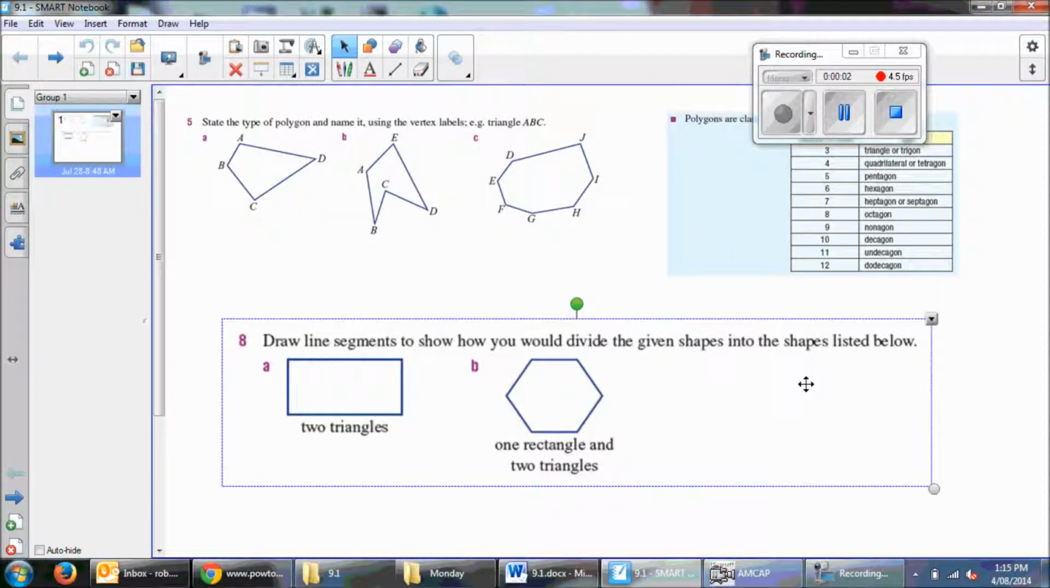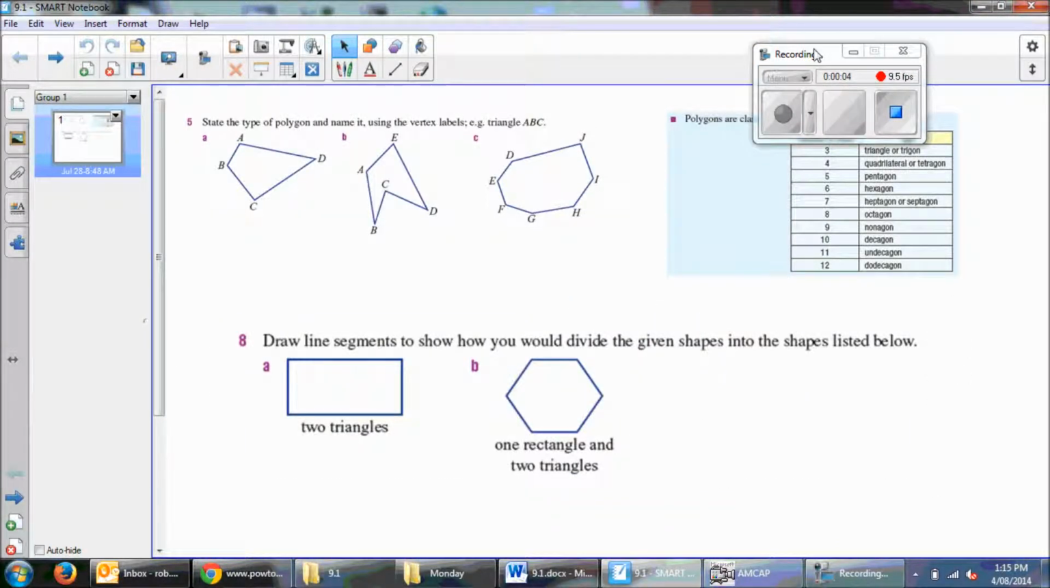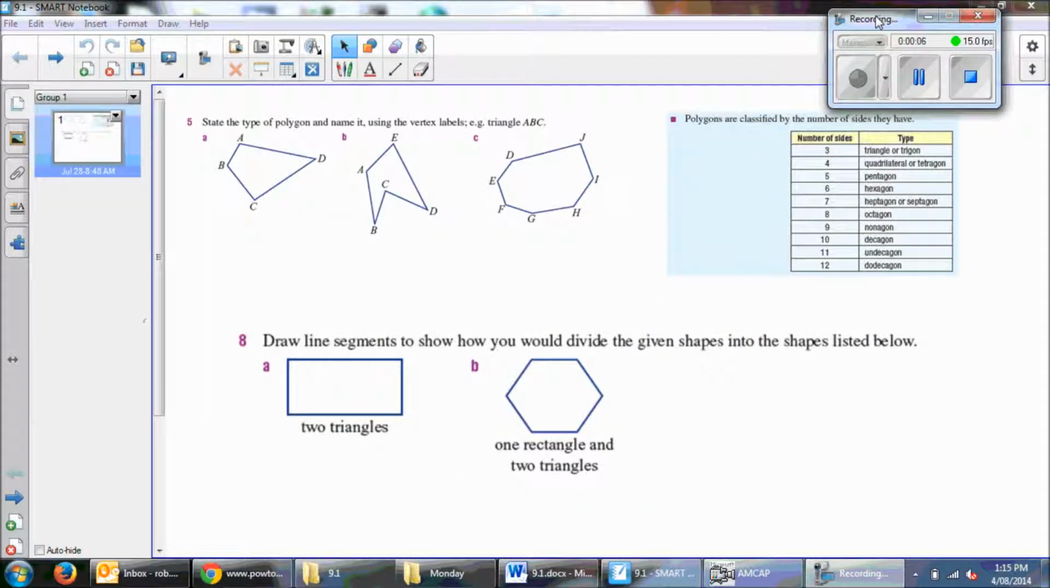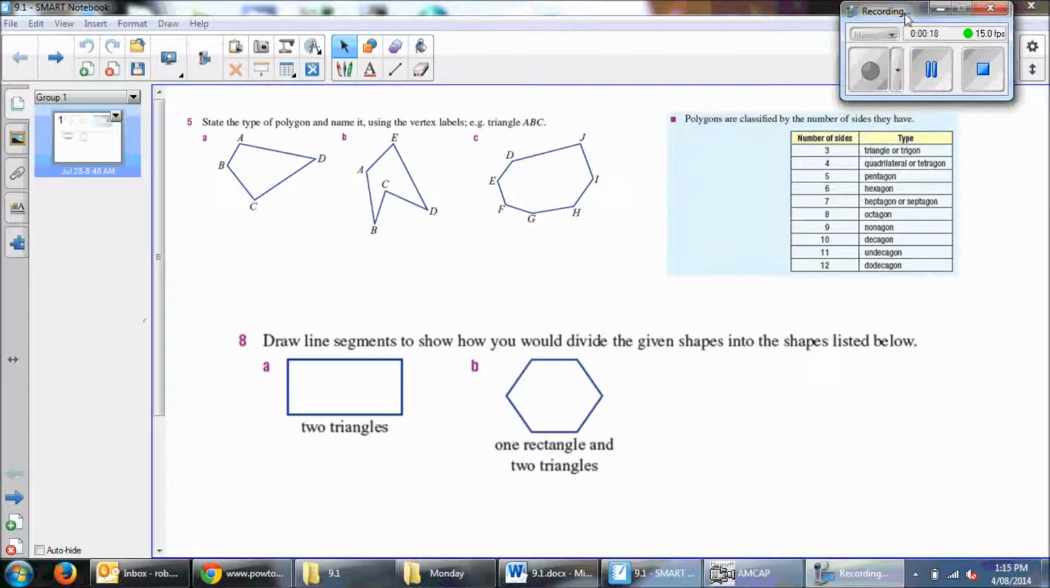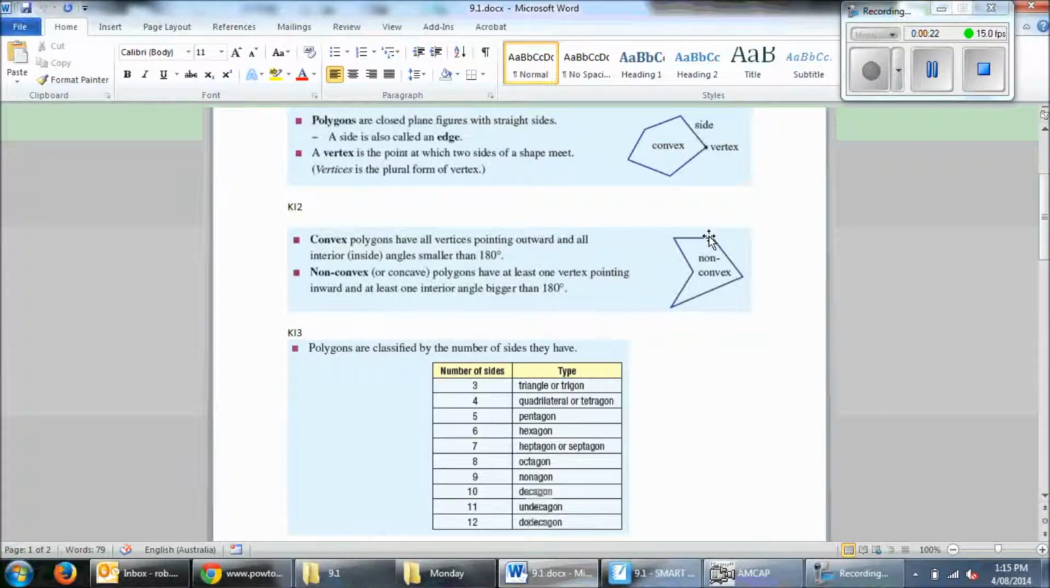Okay, so we're looking at polygons, and in particular we're looking at how they are classified and how you actually classify them. What's really important here is you refer back to the key ideas, and I've already got part of the key ideas here that's going to be really important to us, but it's also important to have the rest of it on hand.